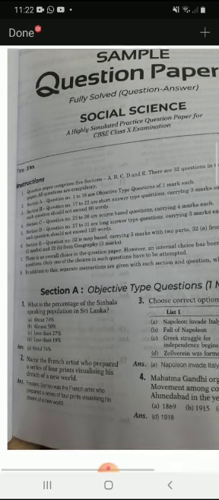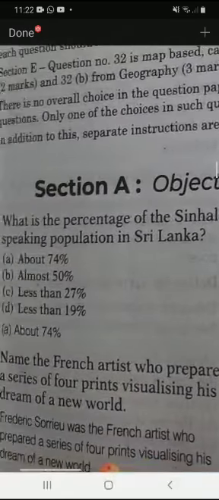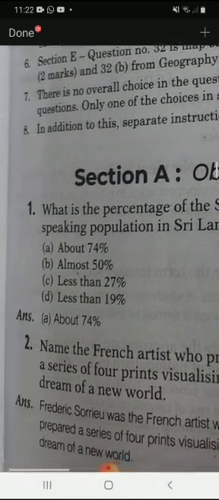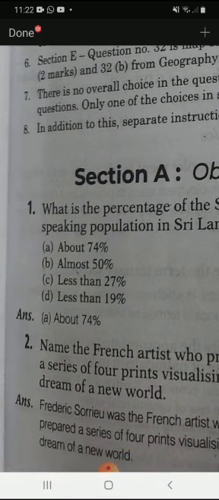Now the first question is, what is the percentage of Sinhala speaking population in Sri Lanka? According to that they have given you the choices, and if you read the book, then it is nearly about 74%. The ethnic composition of Sri Lanka and Belgium is very important, and you have to make a web chart and learn it carefully.